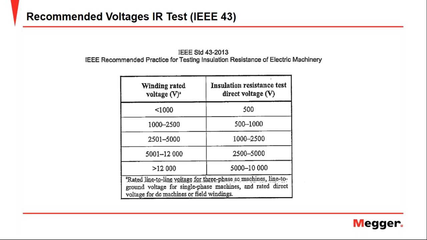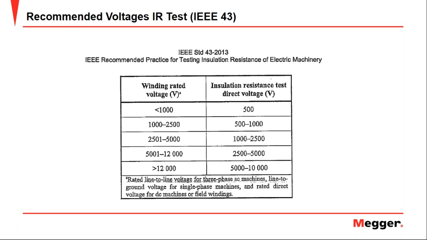As you can see, for each level of bus voltage, there is a range of voltage that can be used to perform the test. Let's take an example. For 480 volt motors, according to the table, the test has to be done at 500 volts. If we take the case of a 4000 volt motor, the range will be between 1000 and 2500 volts.